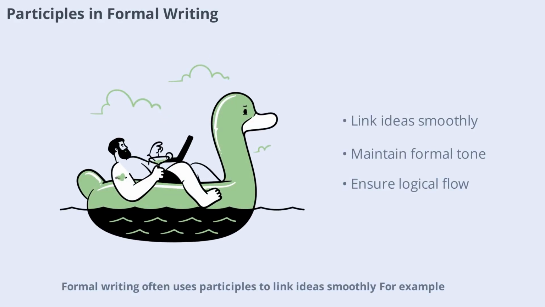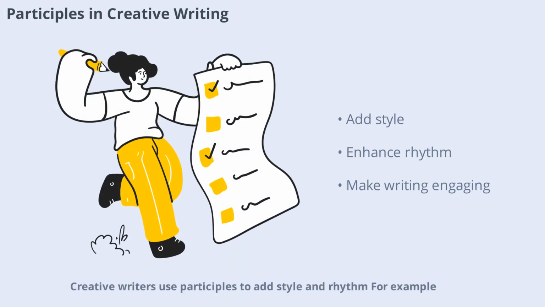Formal writing often uses participles to link ideas smoothly. For example, "considering the circumstances, we decided." This structure helps maintain a formal tone and logical flow. Creative writers use participles to add style and rhythm. For example, "dancing in the rain, she felt free." The participle phrase adds movement and emotion, making the writing more engaging.